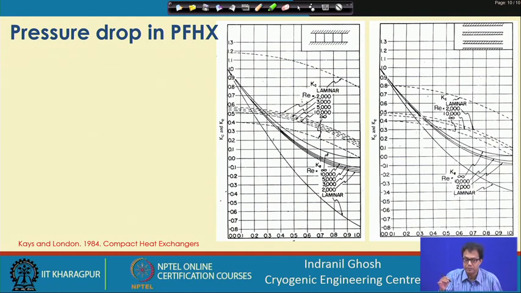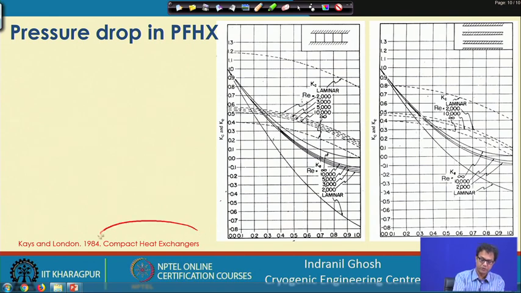But before going into that problem, we need to look into an estimate of this Ke and Kc, that is the coefficient of entrance and exit. This has been taken from Kays and London's compact heat exchanger book. You can have a look into that.